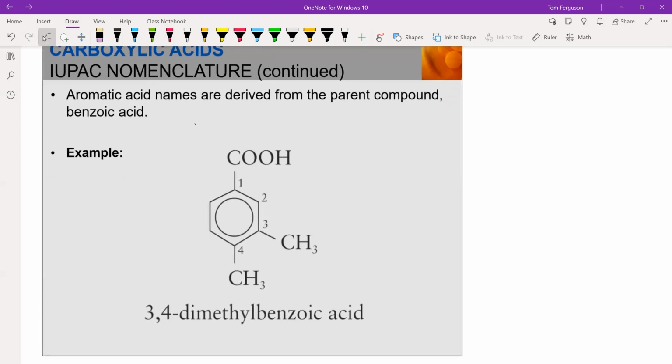Now, as far as aromatic acids go, we have aromatic acids based upon benzene with a COOH on it, or in line form. So this would be like this. So we have benzoic acid. And then we have 3,4-dimethyl benzoic acid.